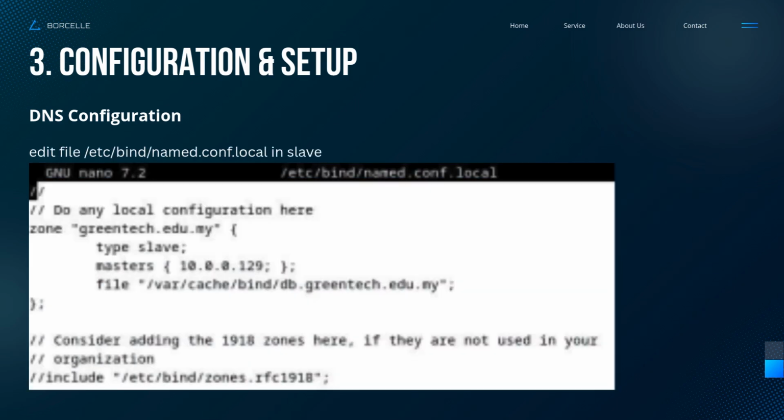So here we're gonna edit the file in slave after we done edit the file in server. First, we edit the named.conf.local in slave. Here we type the same zone as the server, which is greentech.edu.my, but change the type master to type slave and put the master to 10.0.0.129 as the IP of the master, and the file is /var/cache/bind/db.greentech.edu.my.